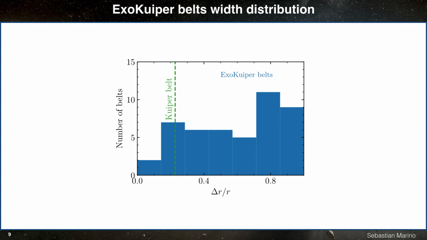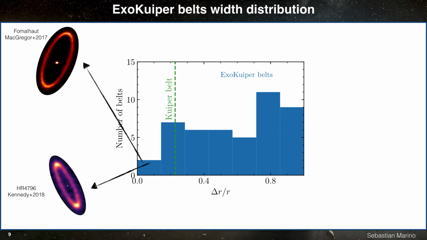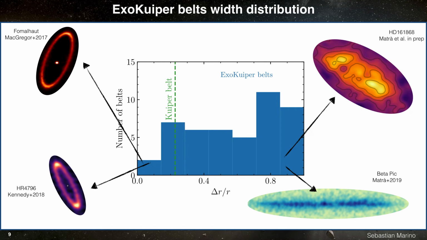From the ALMA data, we have also learned what is the width distribution of exoKuiper belts. This histogram shows the distribution of the fractional width, which is the real width over the central radius. We find that narrow belts like Fomalhaut or HR 4796 are not common, and these should not be used as archetypical debris disks. In fact, most belts are much wider, even wider than the Kuiper belt, shown here with a green line. Belts like Beta Pictoris or around HD 161868 are true examples of how wide exoKuiper belts can be.